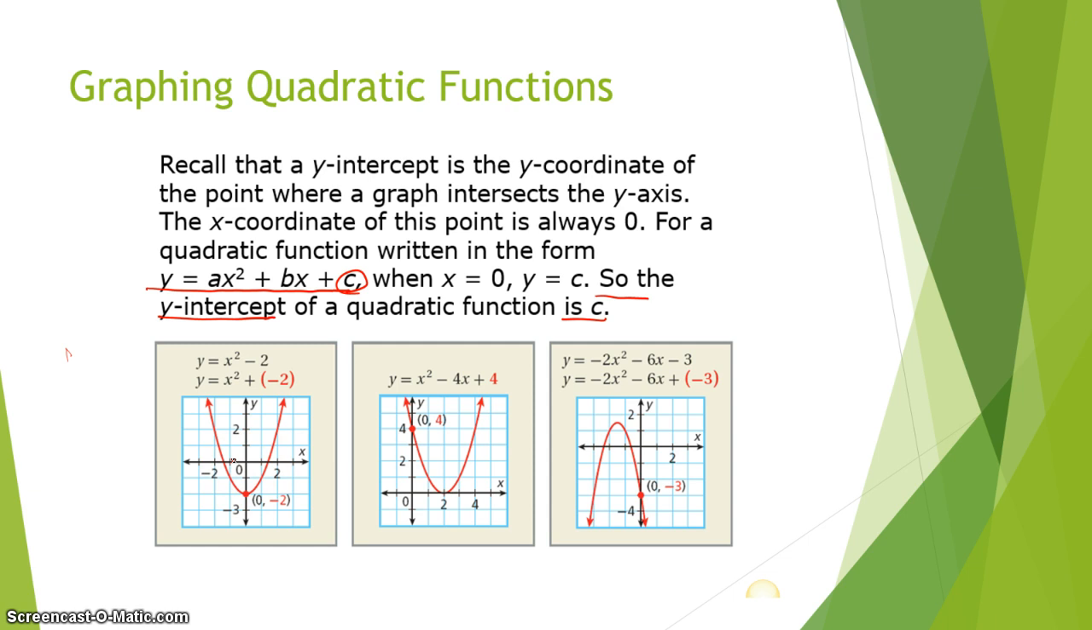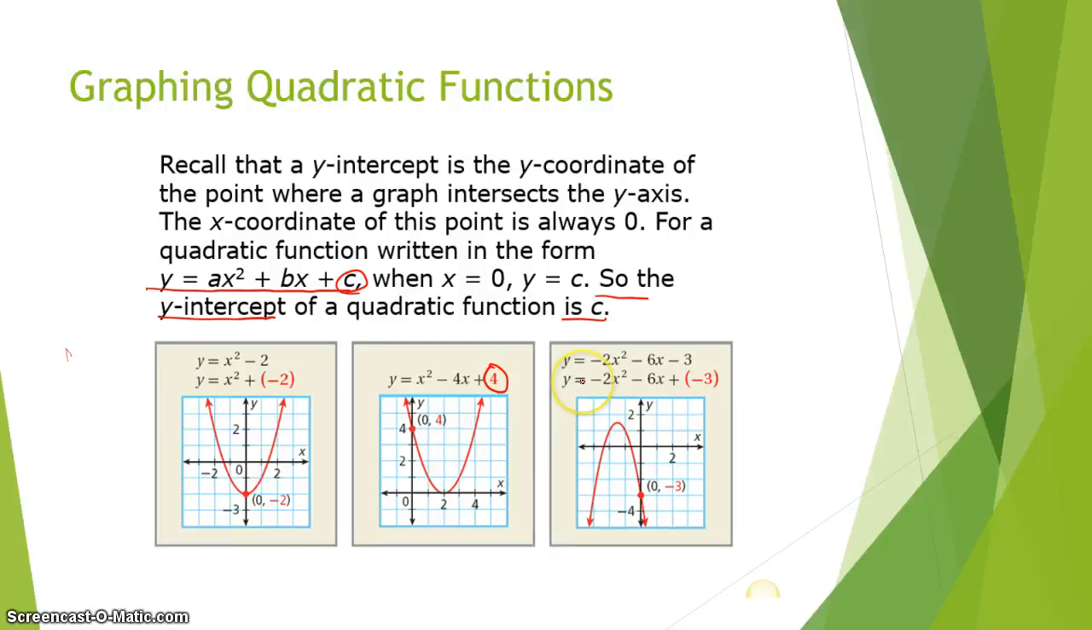The next equation, we have y equals x squared minus 4x plus 4. Looking at our c, value of 4, the parabola is going to cross the y-axis at the value 4.